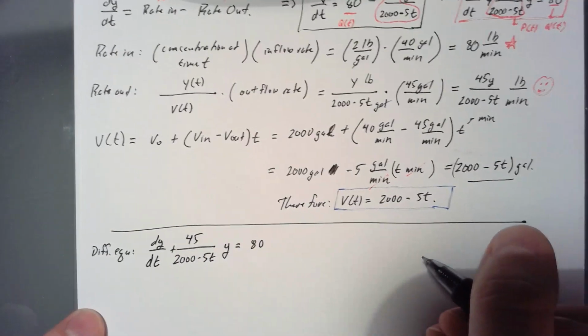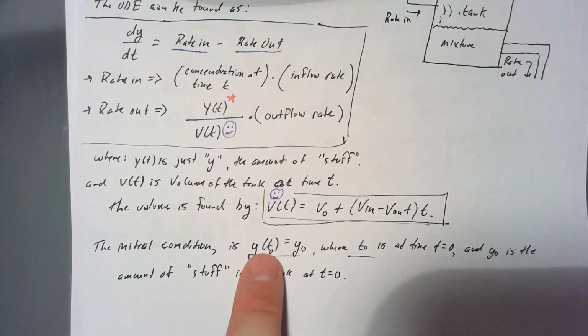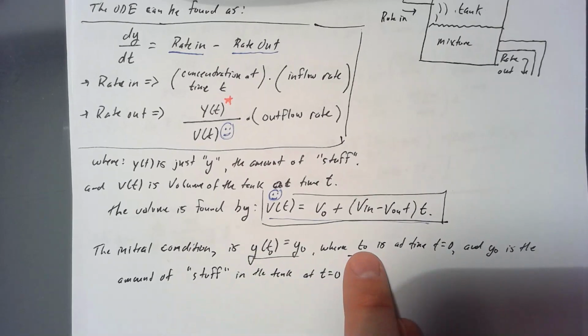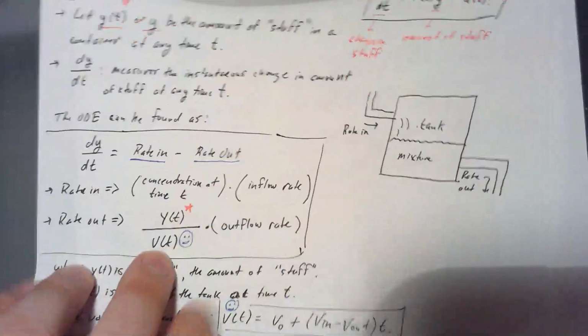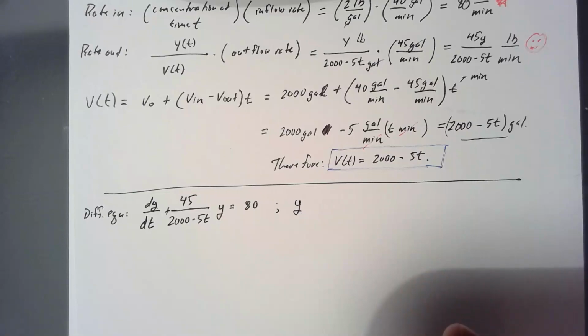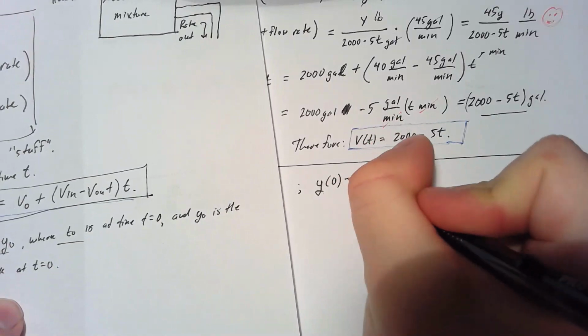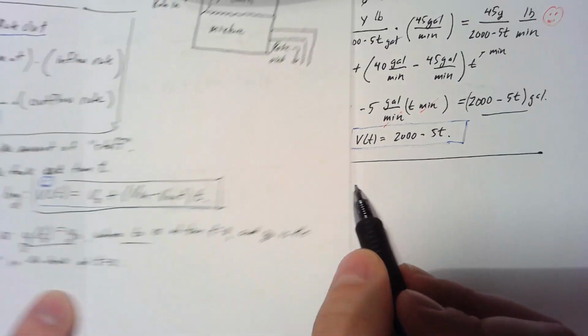What do I need though? I'm missing one thing. I need an initial condition, right? So the initial condition is when t equals 0. So when t equals 0, how much stuff was in the tank? So y at t equals 0. How much stuff was in the tank? That's what y sub 0 is. That's when t equals 0.